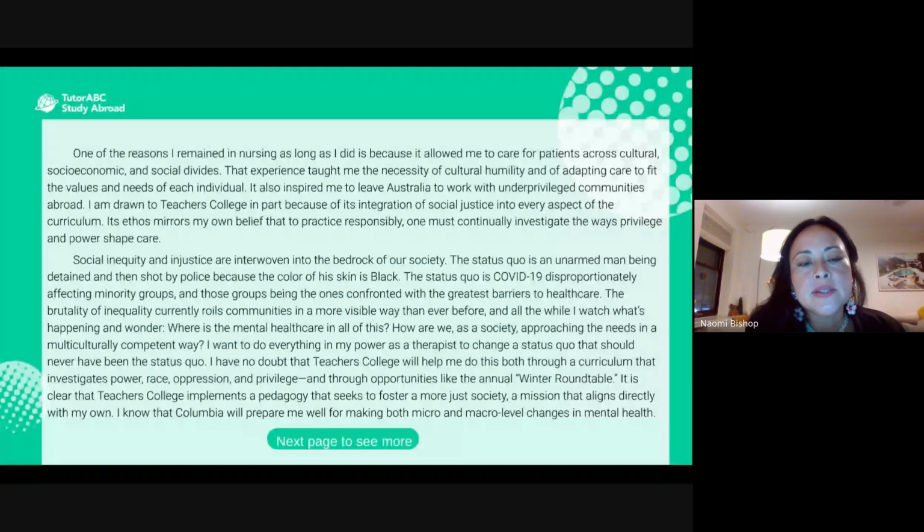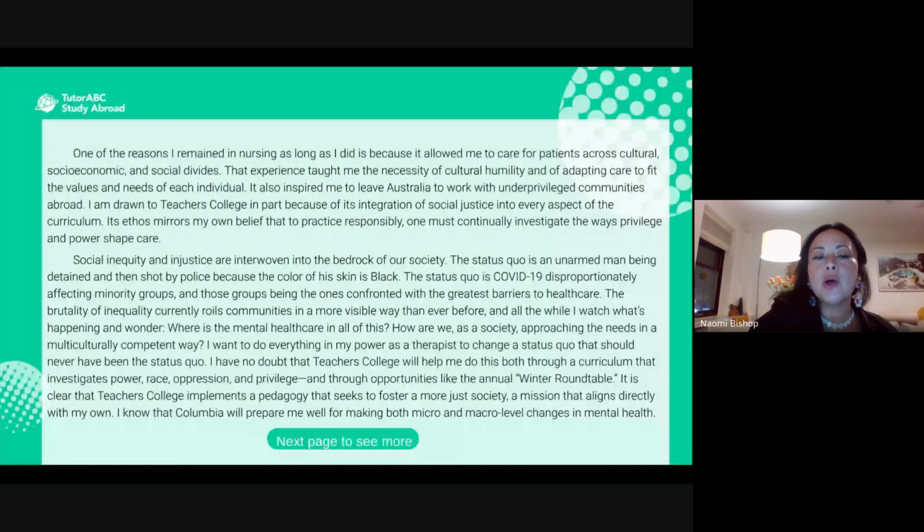And then the next paragraph discusses social justice and the status quo, and brings in an actual moment in history. The status quo is COVID-19. COVID-19 disproportionately affected minority groups, et cetera, et cetera. So it brings in a specific moment that describes the injustice. And then it goes back again to why the student wants to pursue this.